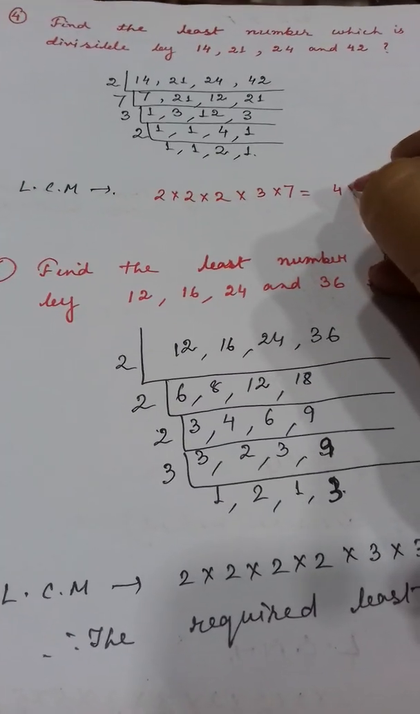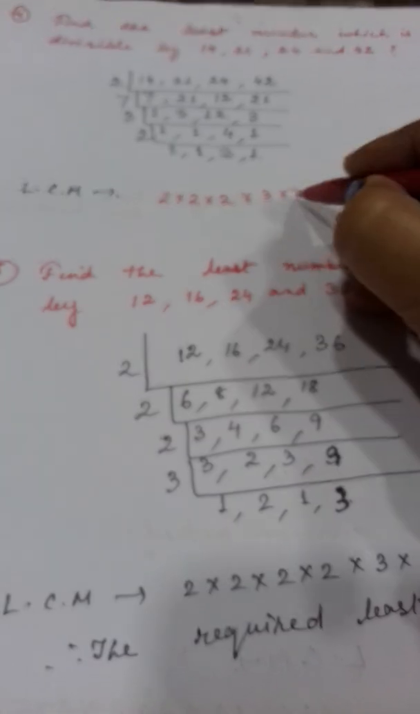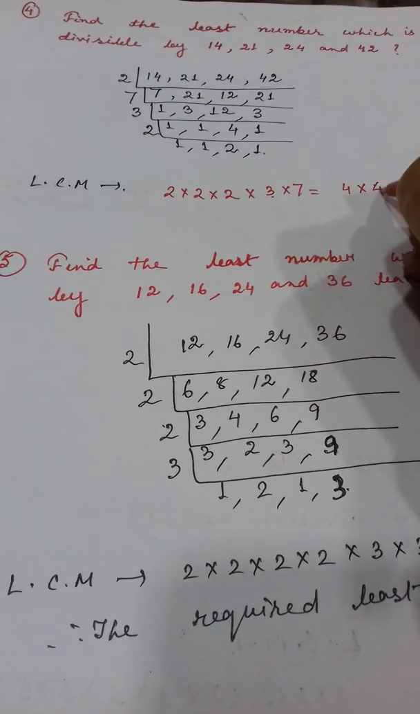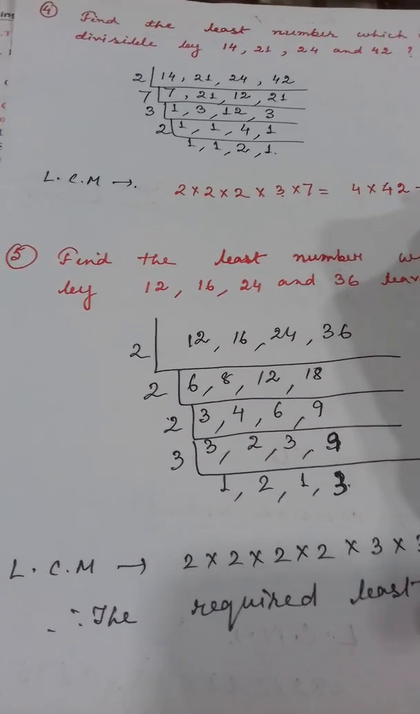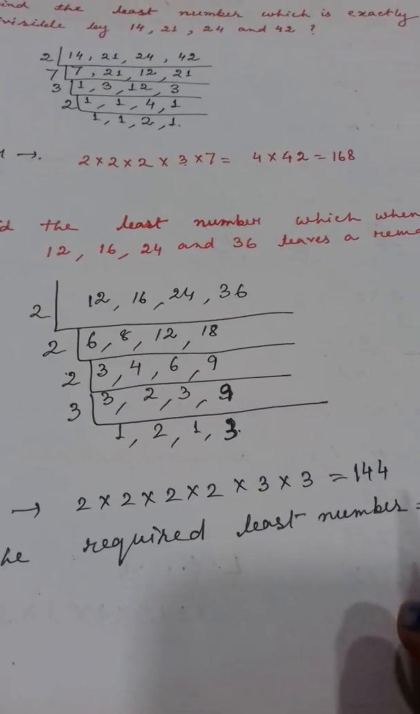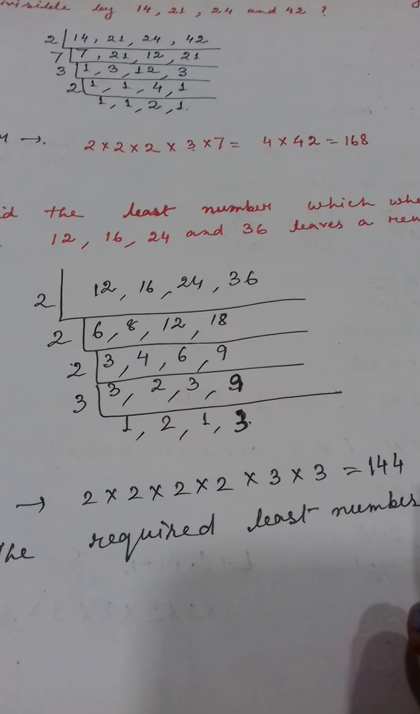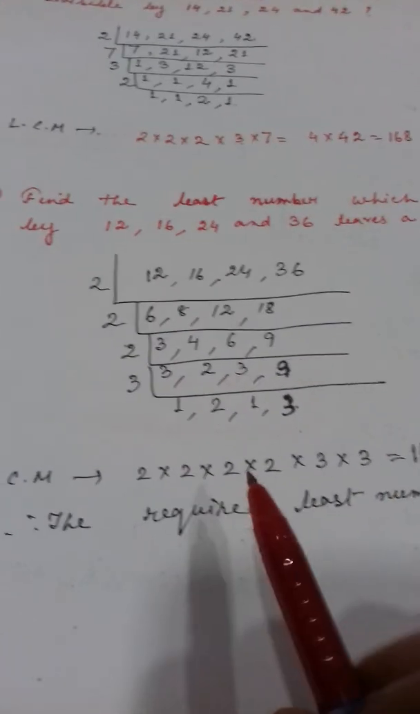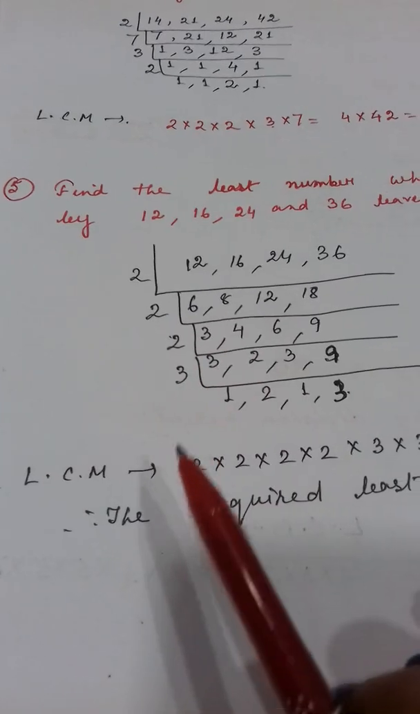2 2's are 4, 7 3's are 21, 21 into 2, 42. So it will be 168. Clear? Understood everyone? Next, question number 5 is there.